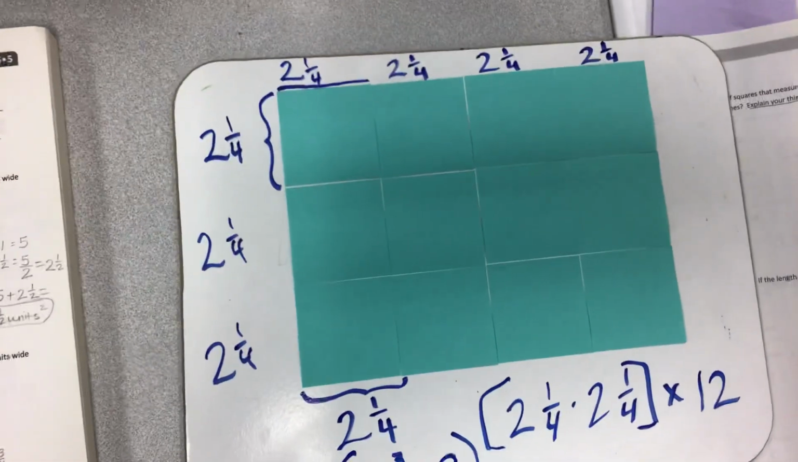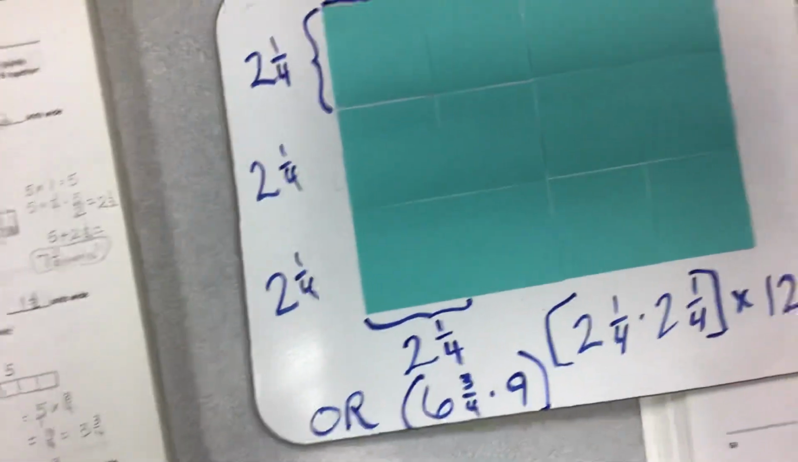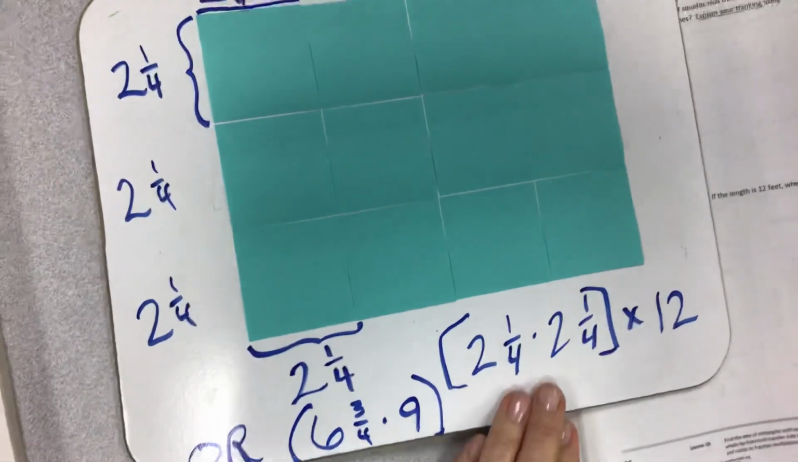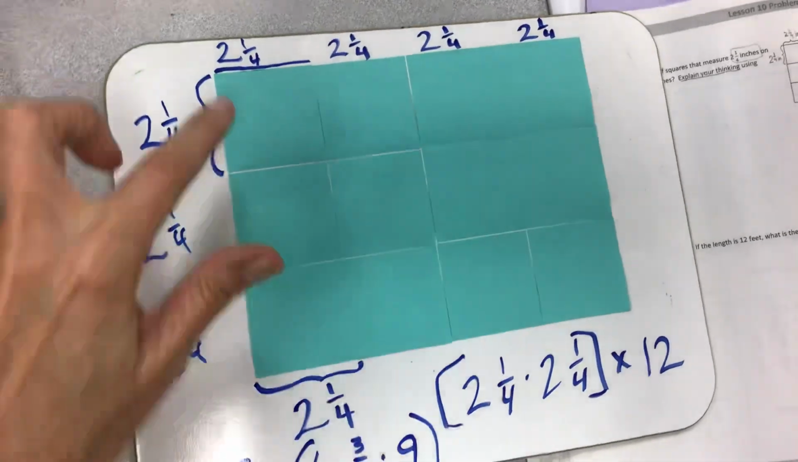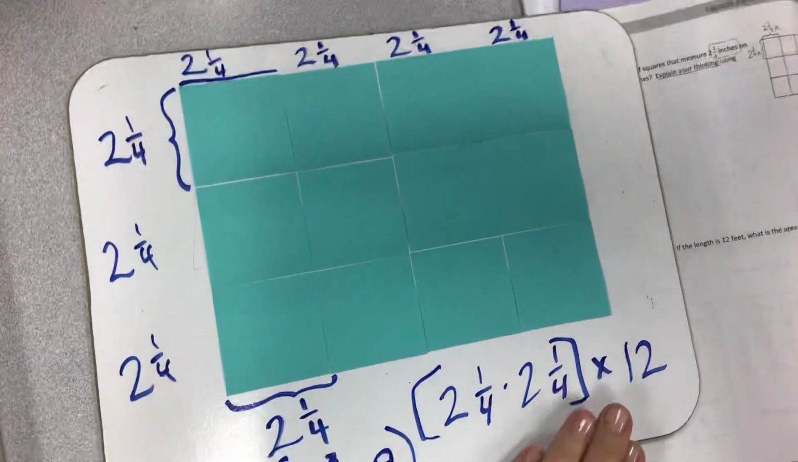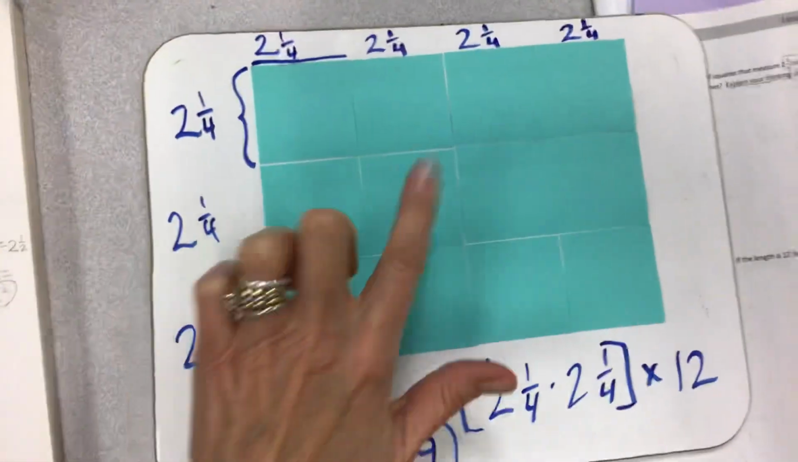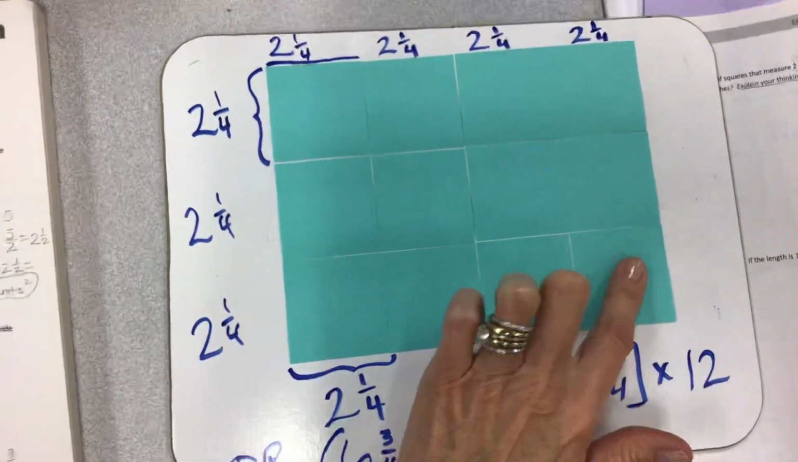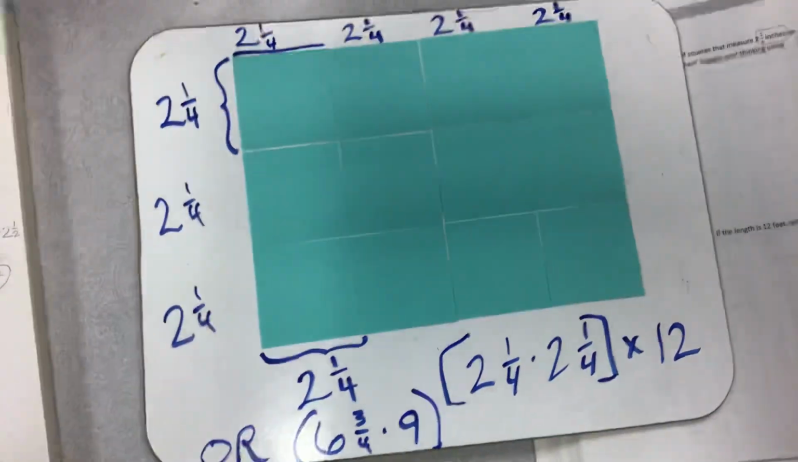of this whole figure. Or you could, if you wanted to try a different way, you could do 2 1/4 times 2 1/4 to find the area of one tile here and then multiply it by 12. That's another strategy. 1, 2, 3, 4, 5, 6, 7, 8, 9, 10, 11, 12, which is 4 times 3 to get 12. So a bunch of different ways to think about it.